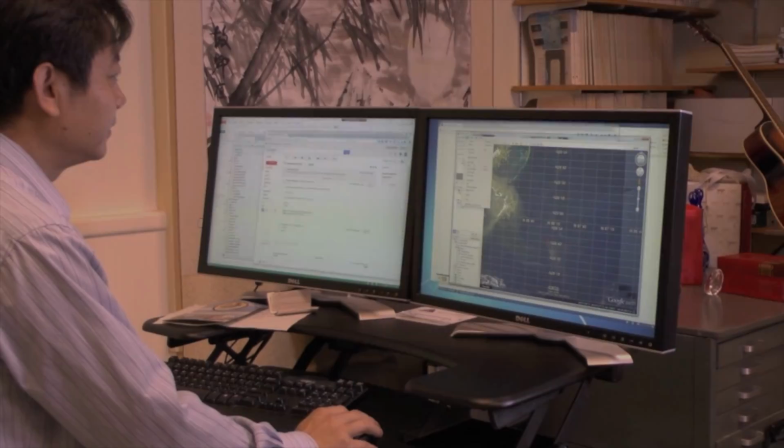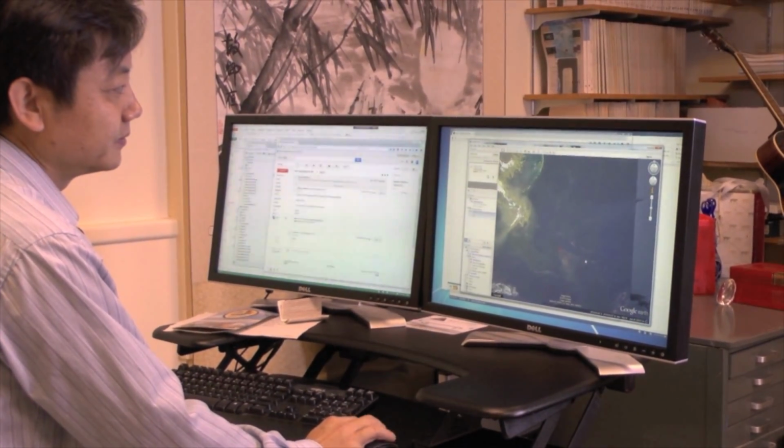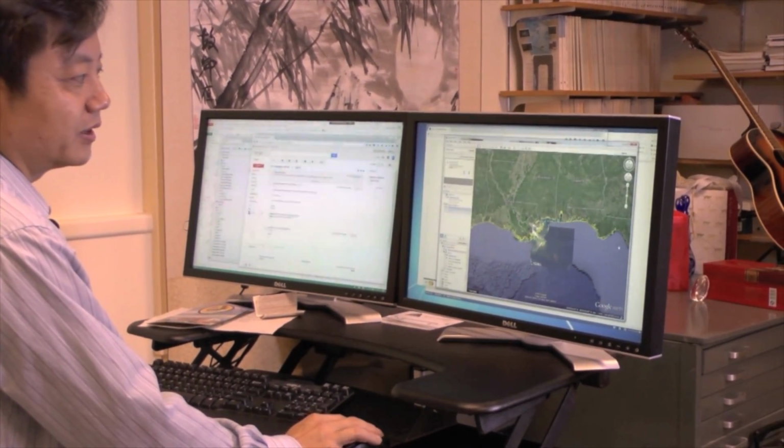My name is Chuanmin Hu. I'm a professor and optical oceanographer at the University of South Florida College of Marine Science. I use light to study the ocean. Dr. Hu can tell what is in the water simply by looking at a satellite picture, based on how the water is reflecting light.